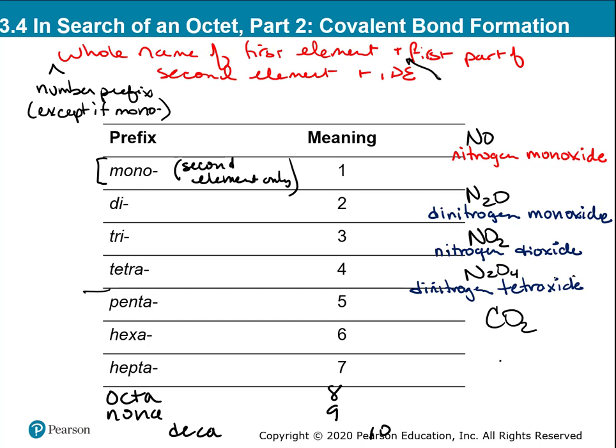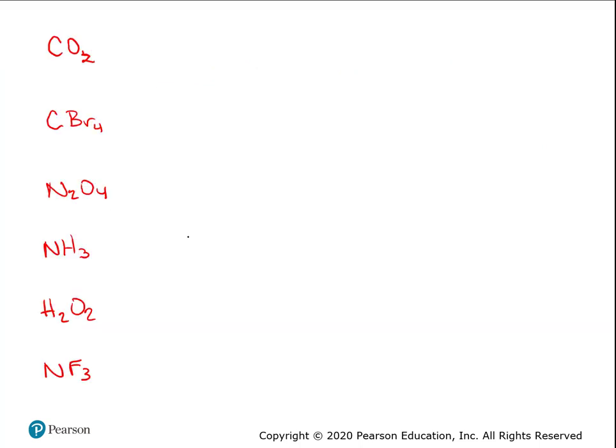All right, and then you got CO2. Okay, so we did CO2. So what's CBr4? Carbon tetra. And then what's the Br? Bromide. Yep. First part of the second element plus IDE. So do you see how the naming is kind of like ionic? Whole name of the first element, first part of the second element plus IDE. Just make sure that you add those number prefixes.